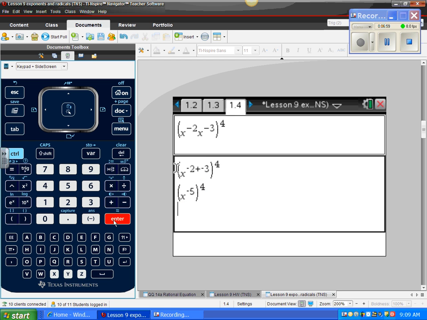Now when you raise the power to a power, you multiply. So what does it become? Multiply. Okay. X to the negative 20. Good.